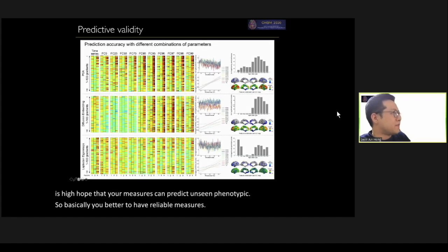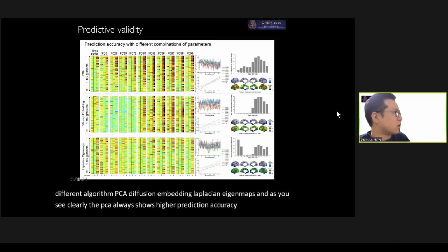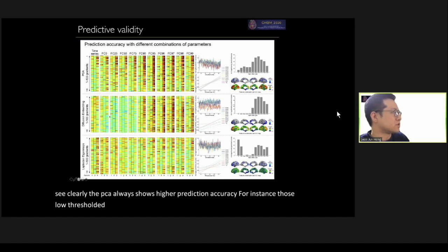So this is another predictability test. Now you can compare between different algorithms: PCA, diffusion embedding, and Laplacian eigenmaps. And as you see clearly, the PCA always shows higher prediction accuracy. For instance, the low threshold functional connectivity didn't really show any prediction accuracy in both diffusion embedding and Laplacian eigenmaps.